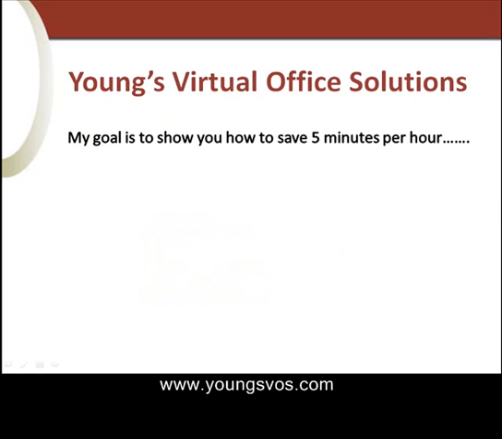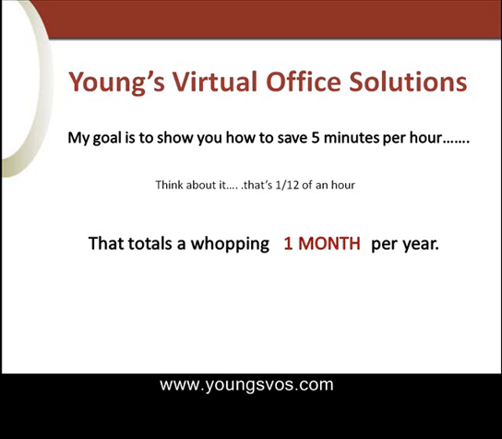Now, my goal, and some of you have never seen this slide before, is to get you to do one thing, and that's to save a minimum of 5 minutes per hour. Think about it: 5 minutes is 1/12 of an hour. What that relates to in a year-long working environment is a whopping 1 month per year, which happens to also be 1/12 of a year. So it's real easy to figure out the math on that. And if you don't believe me, get your calculator and try it out.